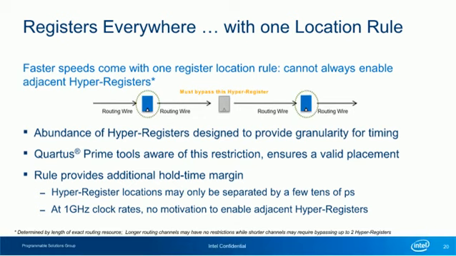With traditional FPGA architectures, registers are designed for no hold time issues, assuming dedicated clock trees are used correctly. But with all these hyperregisters everywhere, aren't hold times going to become a problem? Well, with this increase in speed comes a location rule. You cannot enable adjacent hyperregisters everywhere in the device.